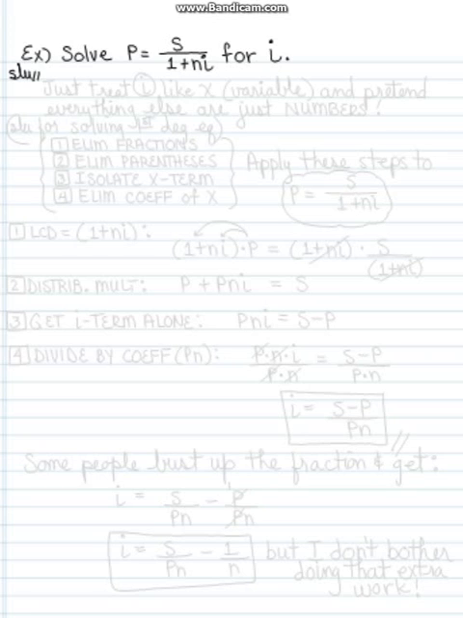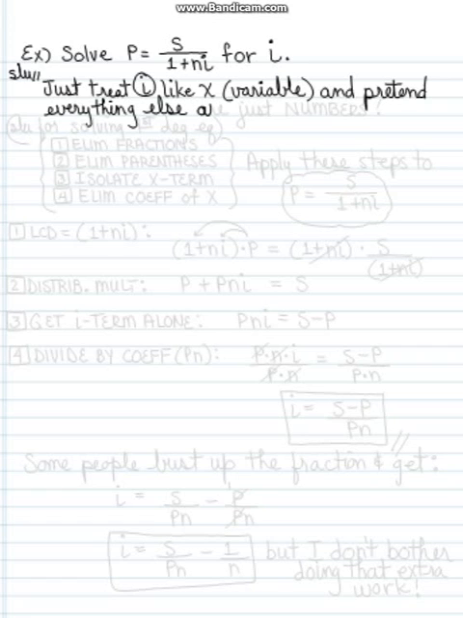Now, the way to do this is simply to imagine that I is your variable, like X, and everything else in the equation are numbers. Treat them like they're numbers. In this situation, the highest power of I is the first power, so we solve it just like we would solve a first-degree equation. So let's recall how to solve a first-degree equation.